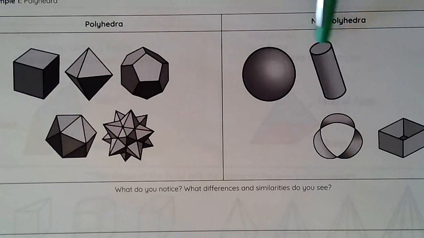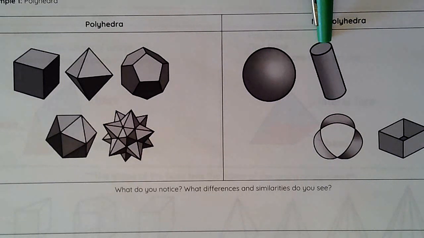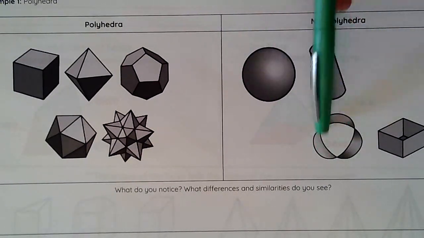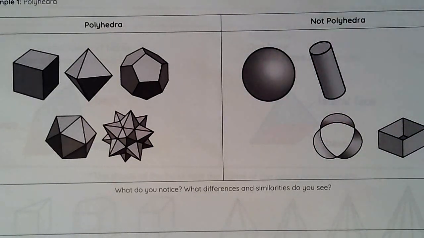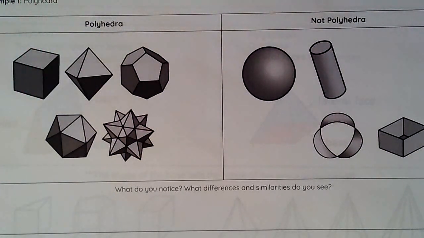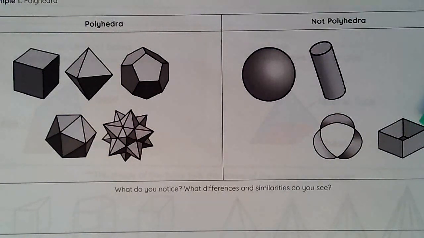Here, although we have flat surfaces, we also have round surfaces. So because these are round, this means they are not polyhedra. The other thing we notice here is that they all represent solid 3D figures. Over here, we have an example of an open figure. We can see the inside. So that would also not be considered a polyhedra.